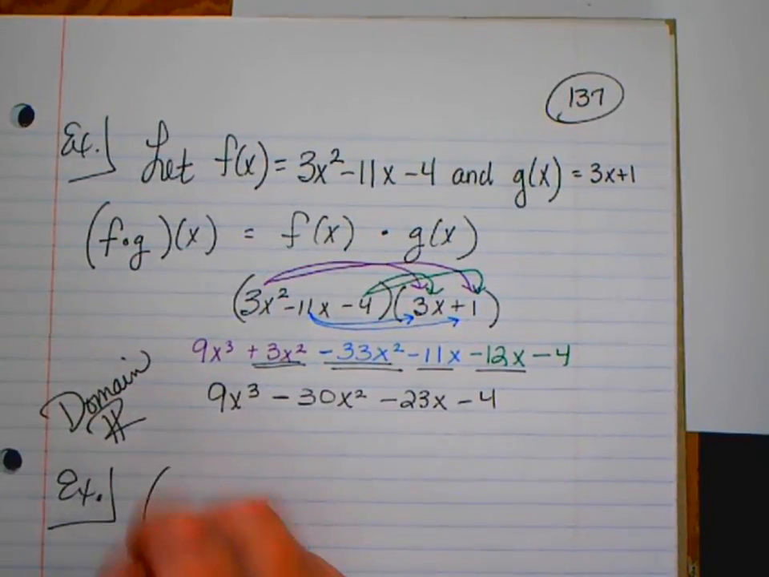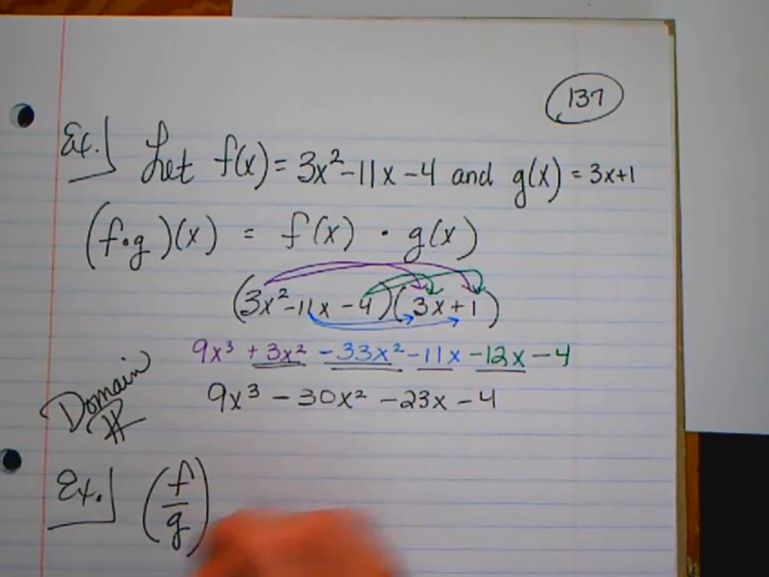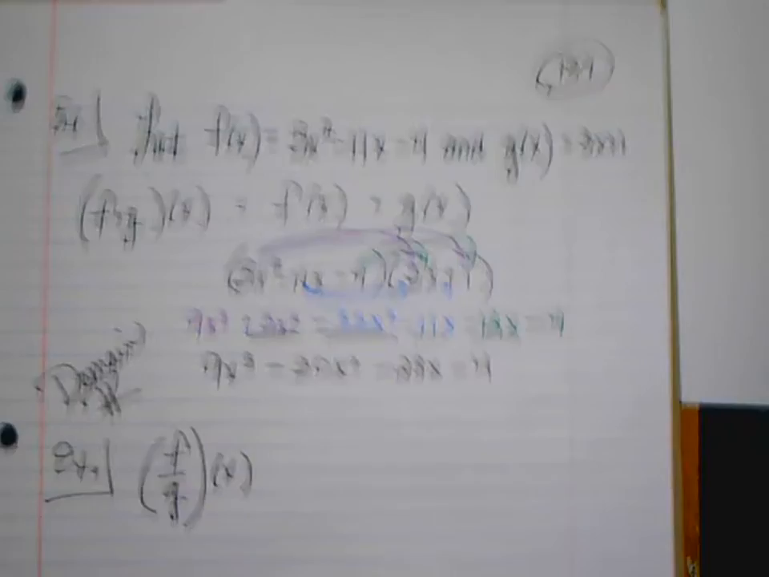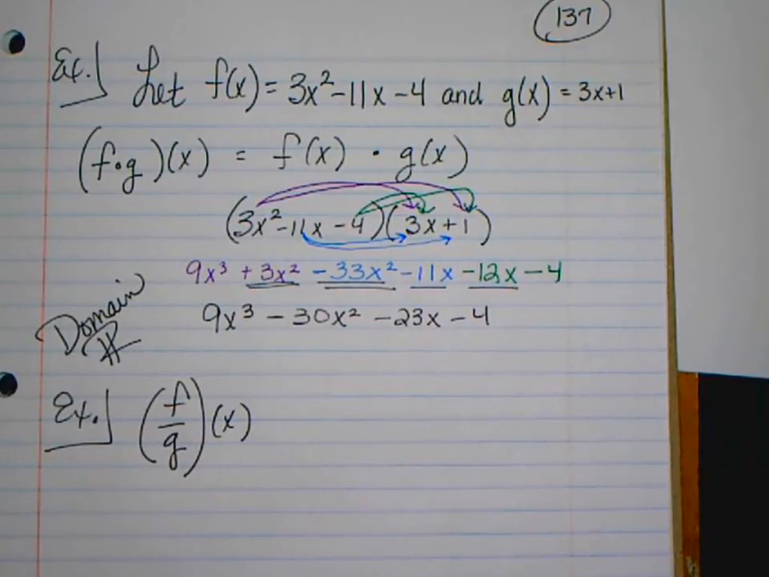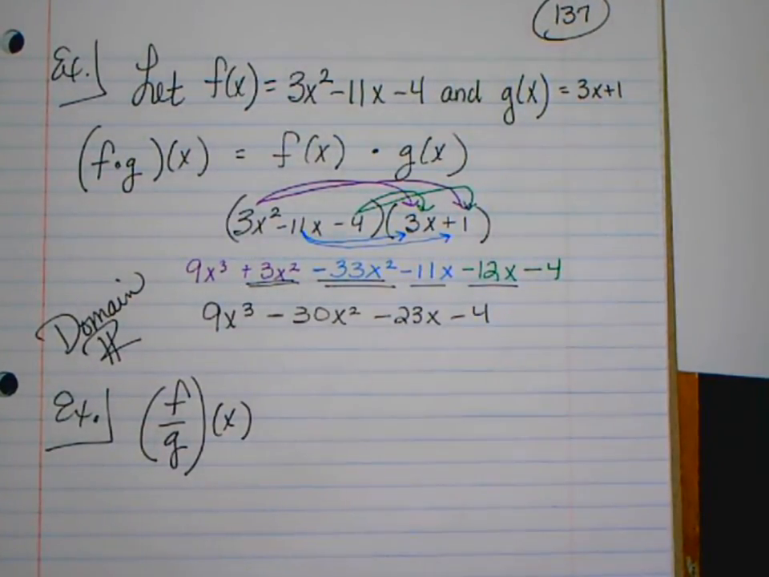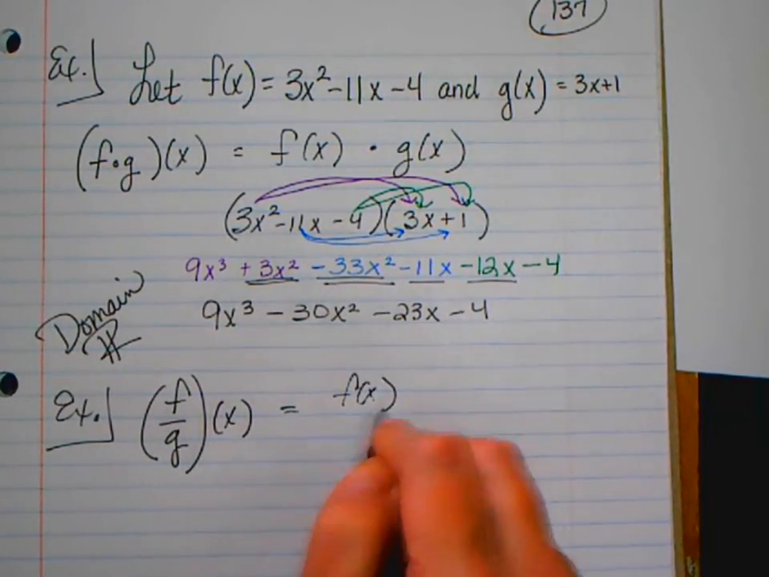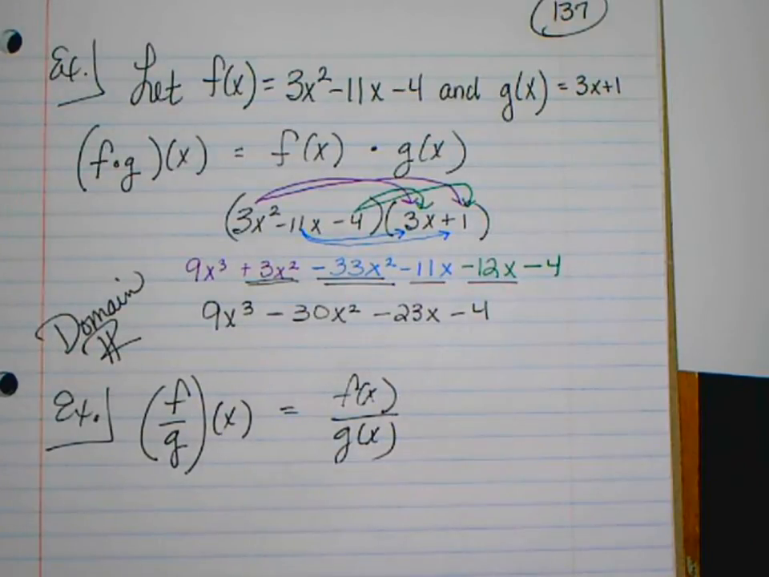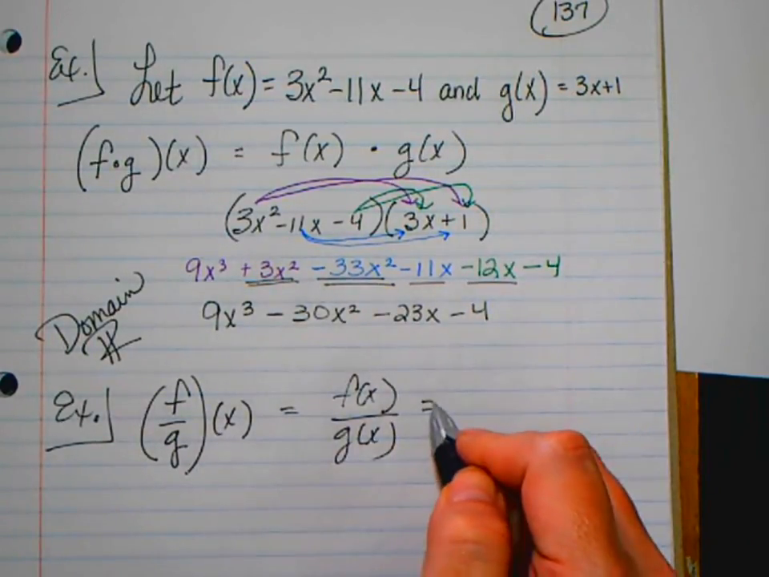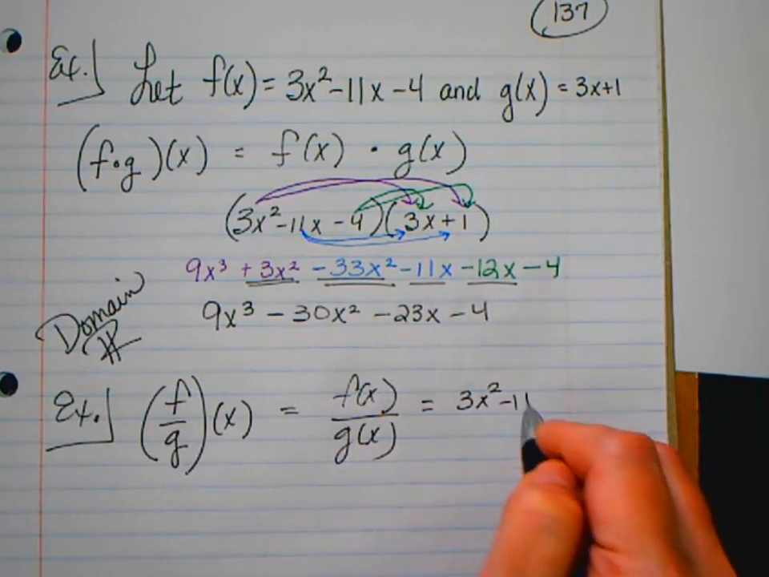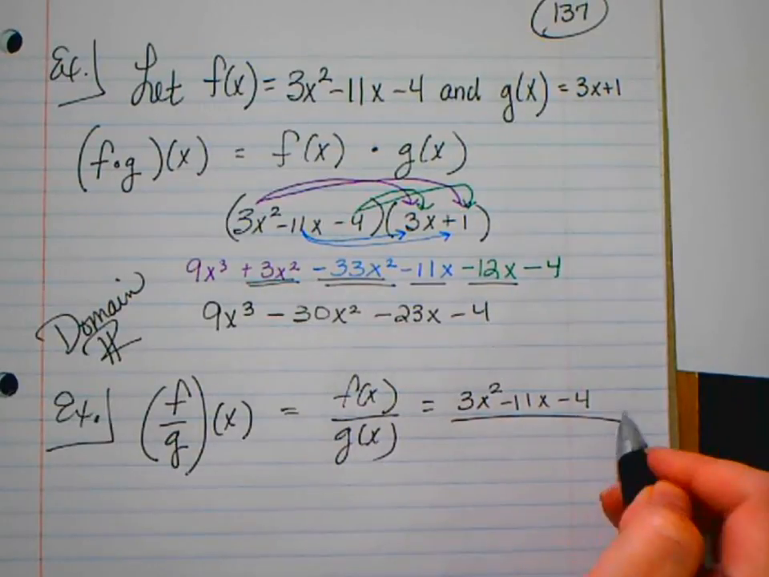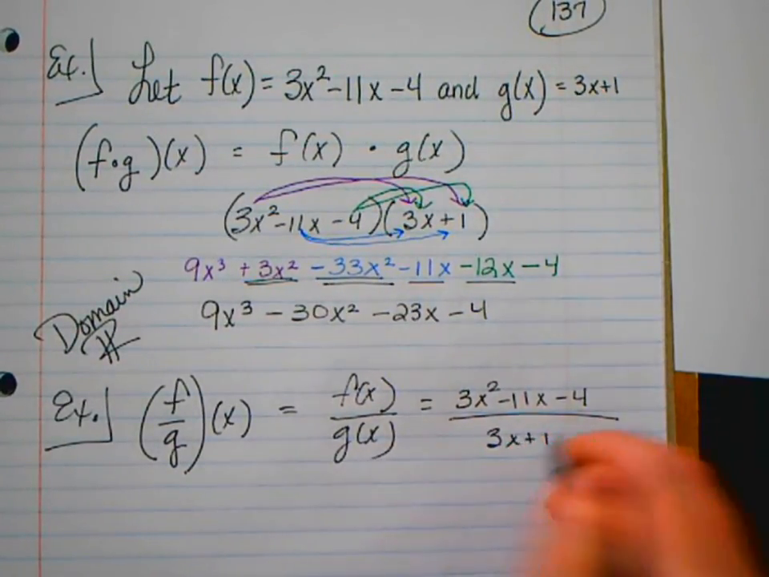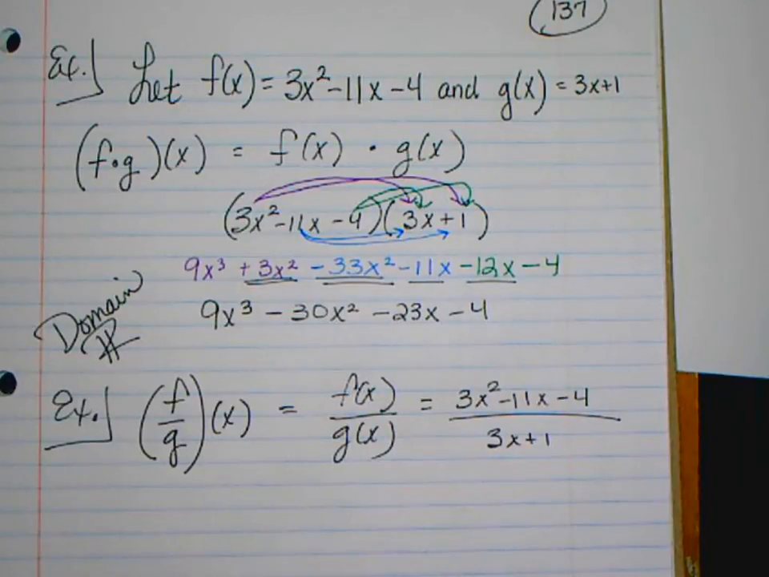All right, how about this? F divided by g of x. Same numbers? Same function f, same function g as the last time. So I'm going to rewrite it as f of x divided by g of x. Function f is 3x squared minus 11x minus 4 divided by function g, 3x plus 1. Can 3x plus 1 be factored? No, it's a linear binomial and it doesn't have a GCF, so that would be our only option, right?